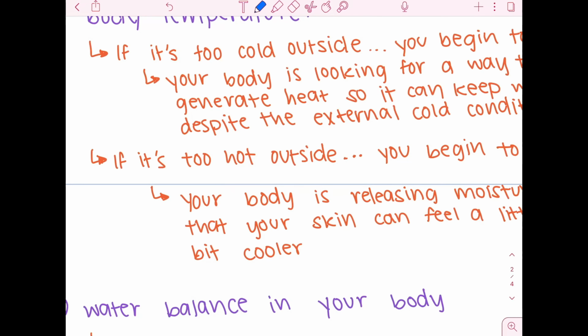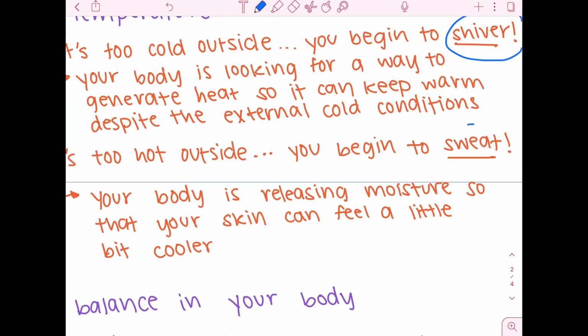Next, if it's too hot outside, you begin to sweat. Now, similar to shivering, this is also a function that is incited from homeostasis. Your body, in this case, is releasing moisture so that your skin can feel a little bit cooler.